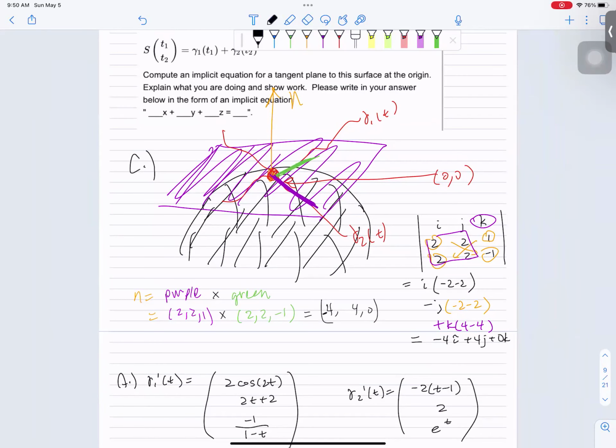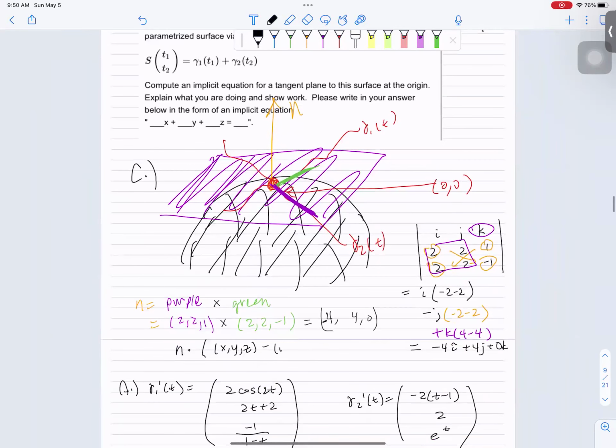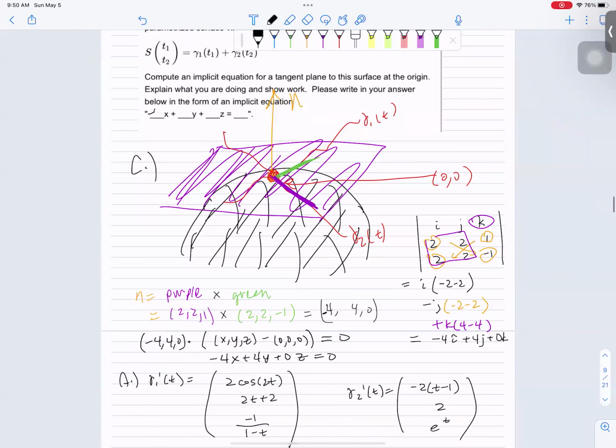And how do I write an implicit equation of a plane? Well, it's the normal vector dotted with my variables minus some initial point. Remember that they said the curves intersected at the origin, so my initial point I can use as the origin, which is 0. My normal vector is negative 4, 4, 0. So this becomes negative 4x plus 4y plus 0z equals 0. Or just negative 4x plus 4y equals 0.